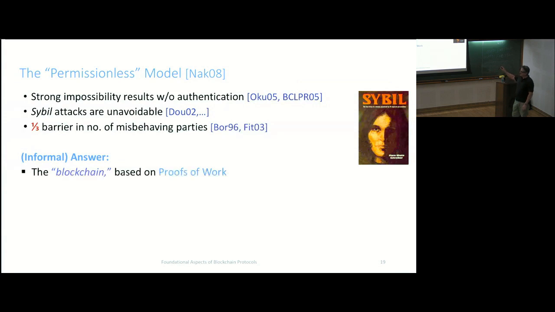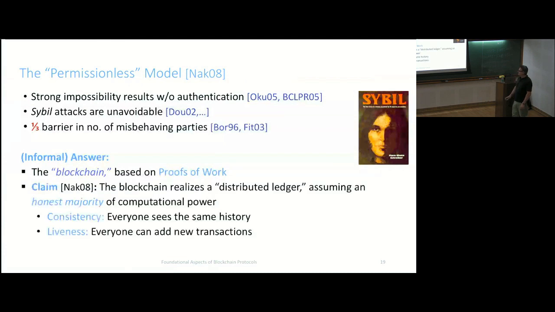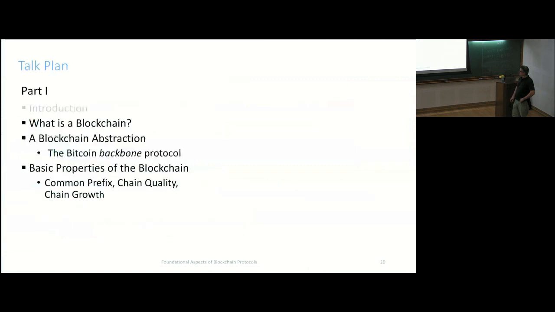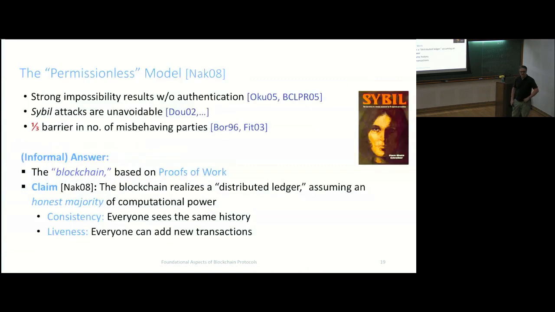You can do it using this object called blockchain based on proofs of work. In fact, he claimed it realizes the distributed ledger thing that we're trying to realize, assuming an honest majority of computational power, assuming an honest majority. Now notice the contrast between the 1/3 and the 1/2 already. You can do things that we knew in the classical world we cannot do.